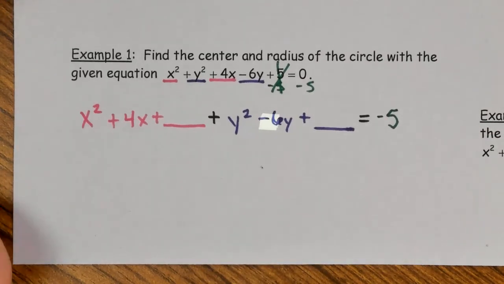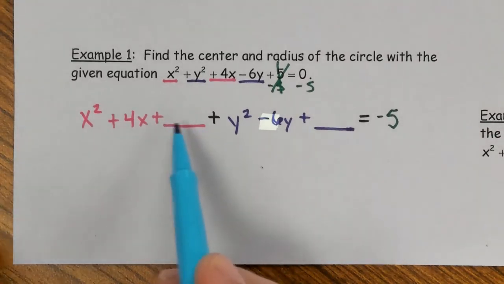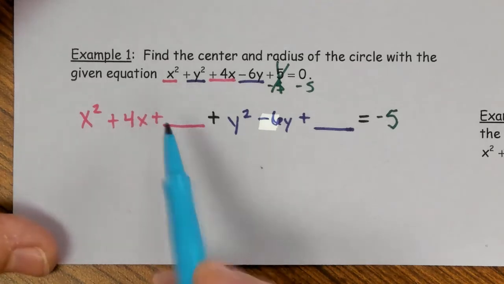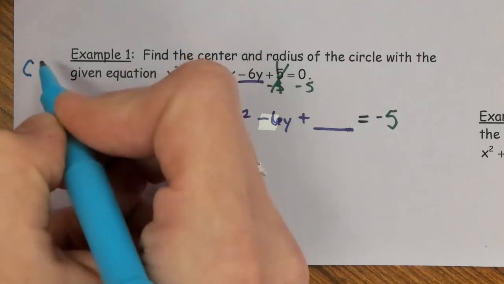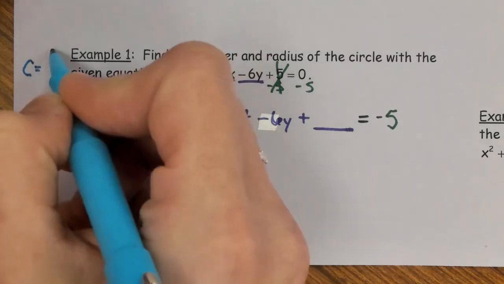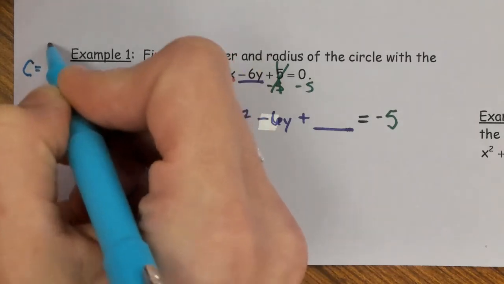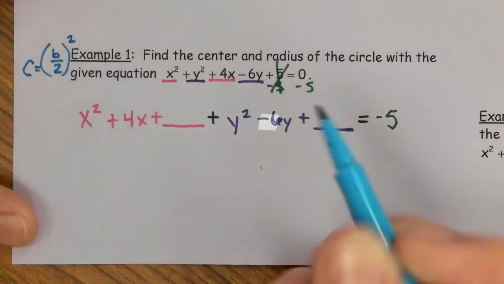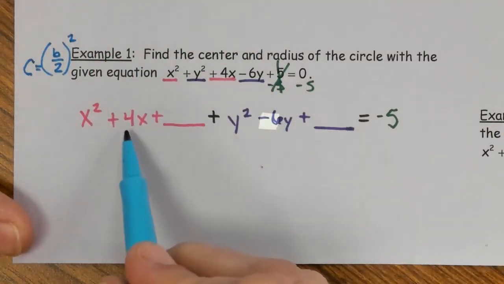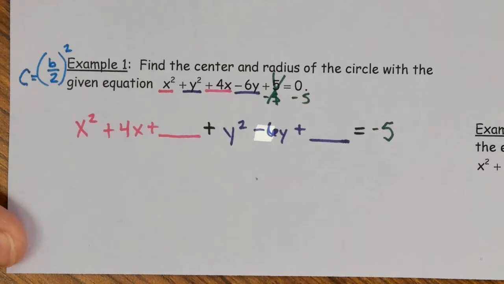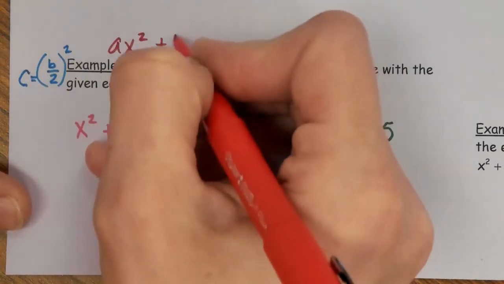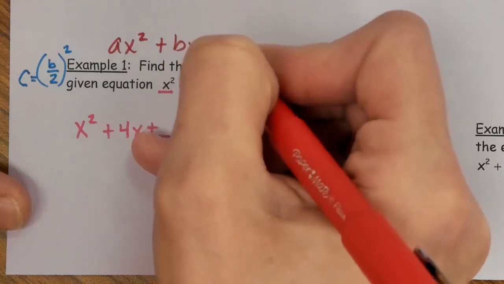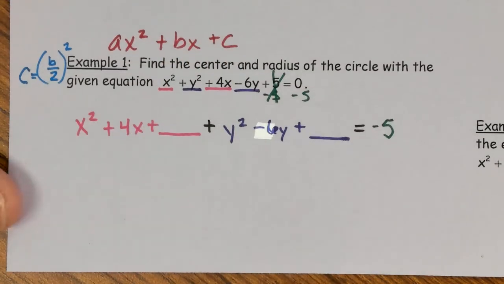So now we need to figure out what to put in this blank. The formula for this: this is our c, our constant. This is going to be equal to b over 2 squared, remembering that b is that middle term right here. I'll rewrite this up here. Remember we have ax squared plus bx plus c. This was learned in algebra.